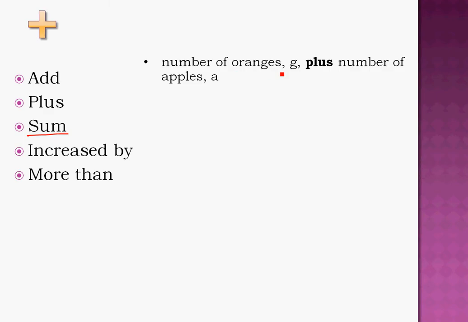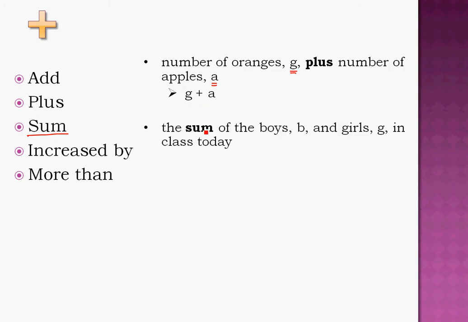A number of oranges G plus number of apples A. So in this case, G represents the number of oranges and A represents the number of apples. So how would we translate this phrase? Well, that would be G plus A. Again, our keyword here in bold, plus, is translated into this symbol. That's pretty straightforward. Let's look at another one. The sum of the boys B and girls G in class today. How would we find the sum of the boys and girls in class? Well, sum means plus. So if we have B boys and G girls, the sum would be B plus G.